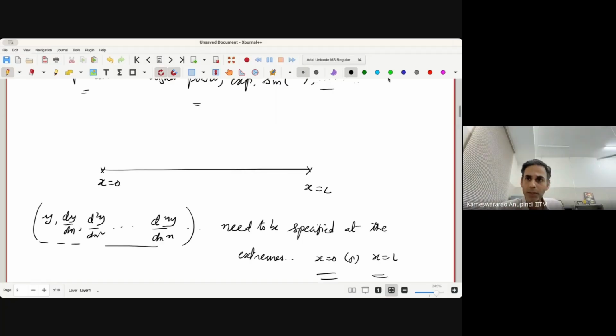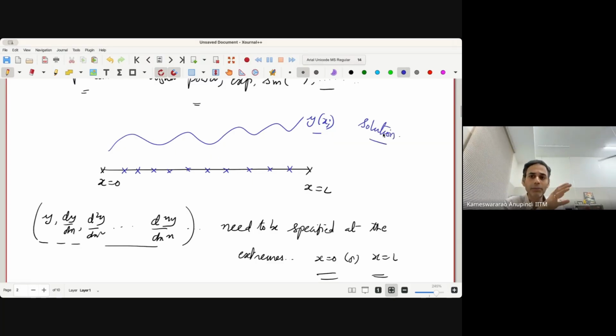Then we would like to obtain what our profile y looks like, so y as a function of x, of course at certain discrete points, because we are using numerical calculations. So we want to calculate y at xi, at several other points here. That is what we try to seek. This is the solution we are trying to seek when we say solve a particular ODE.